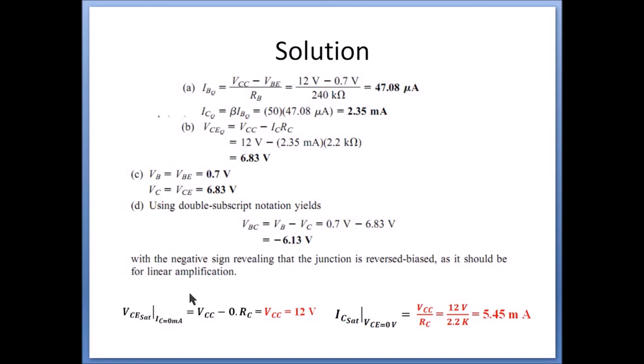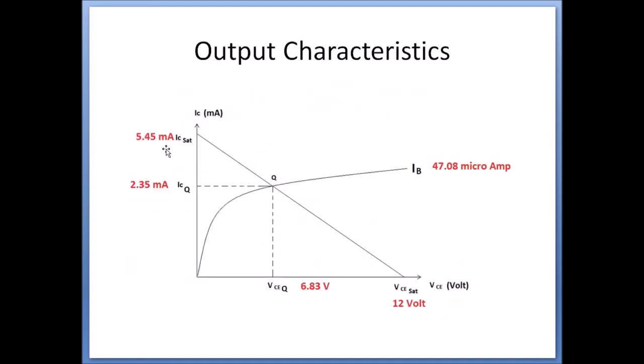Now let us put all these values on the graph. So IC saturation is 5.45 milliampere, VCE cutoff is 12 volt, and the line joining them is the load line. IB current is 47.08 microampere, and the intersection point is the operating point, VCE and IC, which is 6.83 volt and 2.35 milliampere. Now you can see the location of the Q point is in the active region, and this particular region is desirable for amplification.